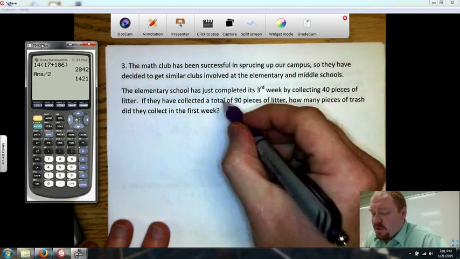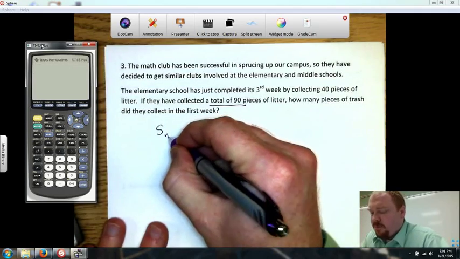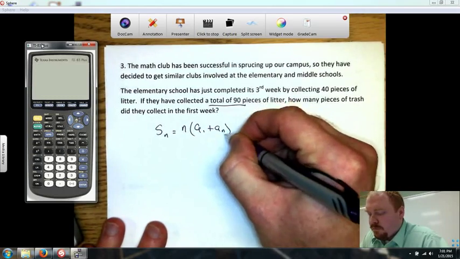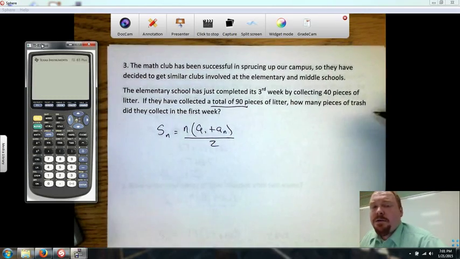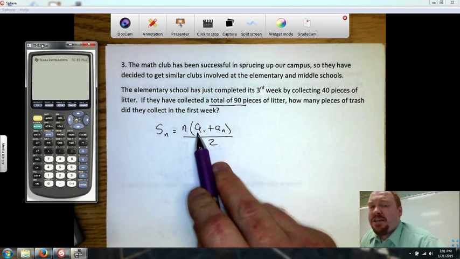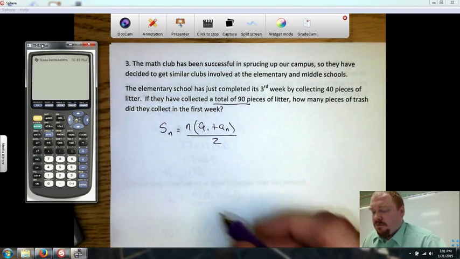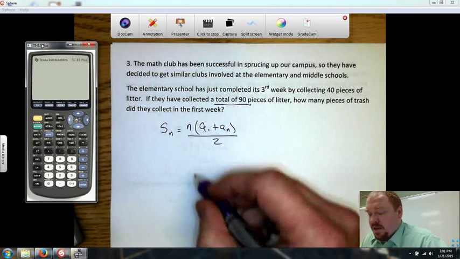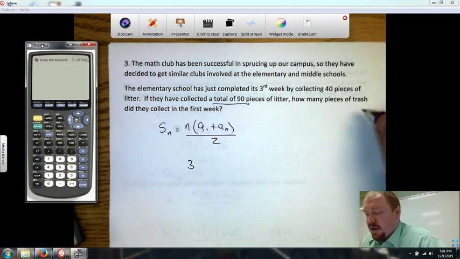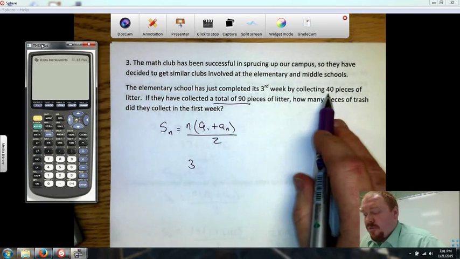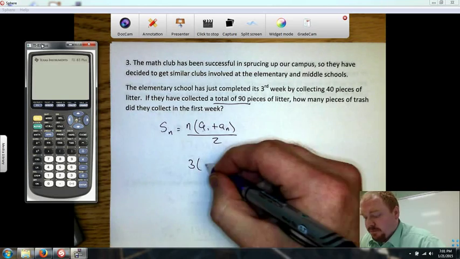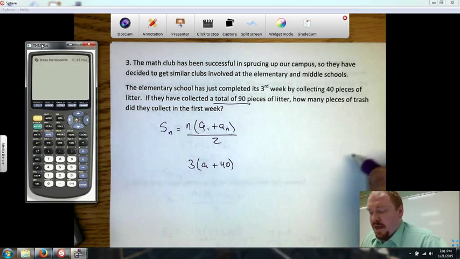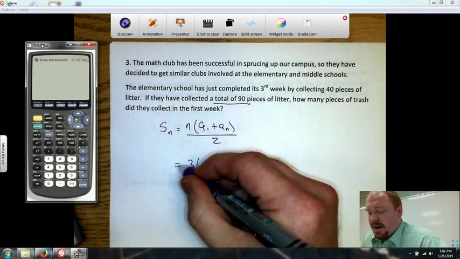Okay, so what I'm going to do is take that sum formula, because they give me a total. I'm going to take that sum formula and plug in what I know, because what I want to find is how much they collected that 1st week. So, what I know is that it's the 3rd week. Okay, so n is 3. I know that they collected 40 pieces of litter this week. Okay, and I know that they have collected a total of 90 pieces of litter.